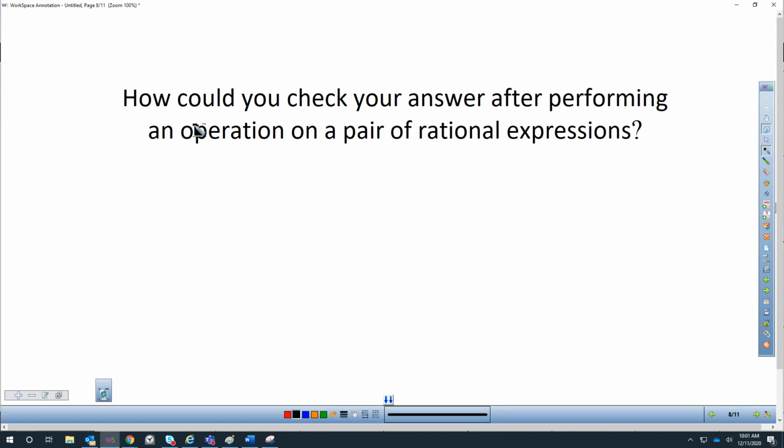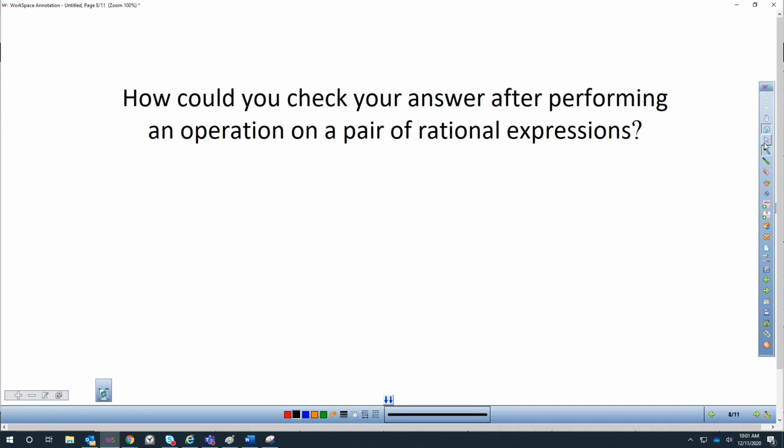Our next question, how could you check your answer after performing an operation on a pair of rational expressions? So this is a very important question because sometimes you'll get an answer and you may not feel comfortable that it's right. I mean, there's a lot of places where we could make mistakes, and it's just nice to be able to have a way of checking to reassure ourselves that we did everything correctly.